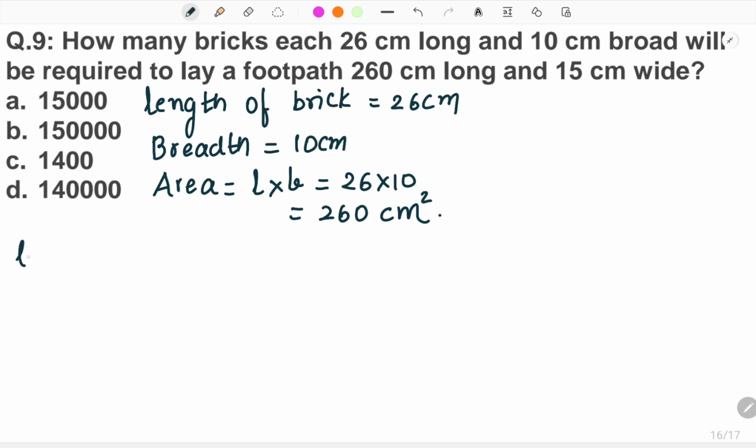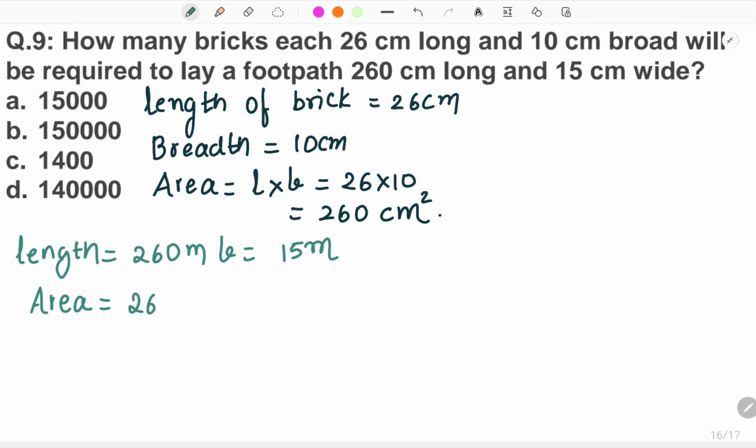Now for footpath, I'll just change the color of pen. For footpath, the length is equal to 260 and breadth is equal to 15 meter. Both are in meter. Okay. Area will be what then? Again, footpath is in the rectangular shape. So this will be equal to length into breadth. So this will give me 260 into 15.